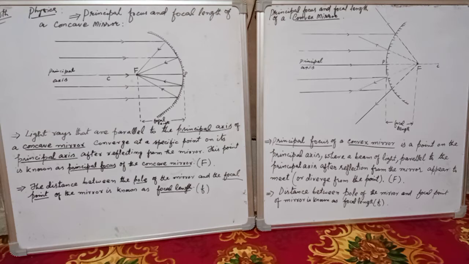Here in a concave mirror, light rays which are parallel to the principal axis, after reflecting from the mirror, converge at a specific point, at a particular point. We can say that they meet at a point, and that very point is termed the principal focus of the concave mirror. You got it here.